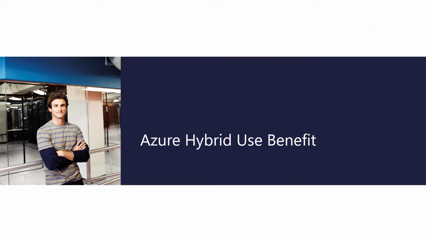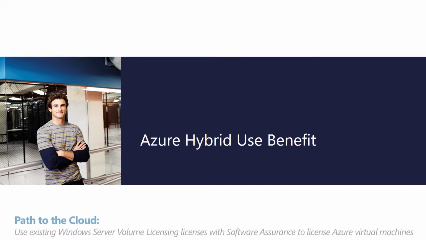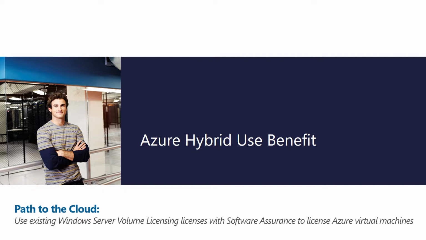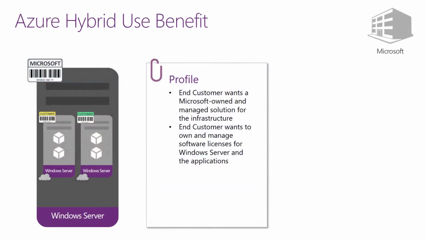Next up, we have the Azure Hybrid Use benefit, and as I said at the beginning, this is a relatively new benefit. It was introduced in February 2016. How does it help end customers get to the cloud? Well, in the last section we looked at using existing application server licenses to license workloads in the cloud, and this is all about using existing Windows Server licenses. Let's see how it works.